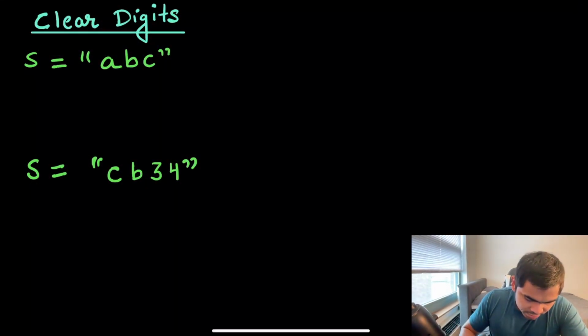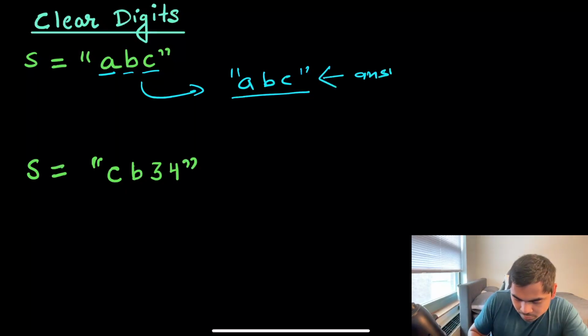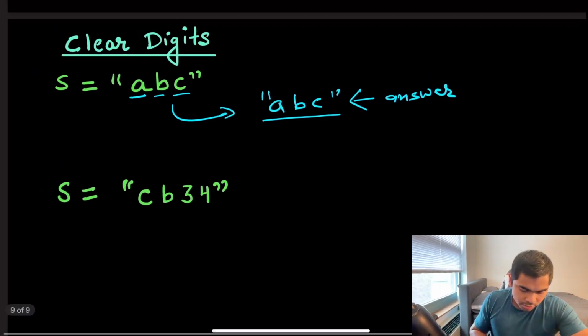In the first example, this is my string, where I need to apply the operation repeatedly. So I'm going over it, checking if my current character is a digit. In this case, nothing is a digit, so I'm going to return the exact same string that is given to me as input. This will be my answer. Let's go to the second example.